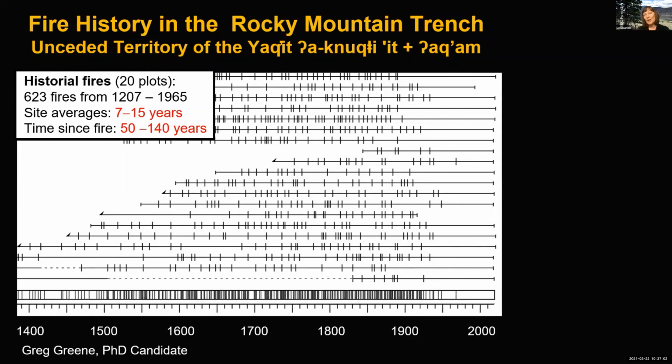We recorded across the 20 plots 623 fires between the year 1207 to the 1960s. Each and every one of these sites burned on average once every 7 to 15 years. And yet they haven't burned for 50 to 140 years. So these sites have skipped somewhere between 3 to 20 fire return intervals had the historical fire regime been maintained.